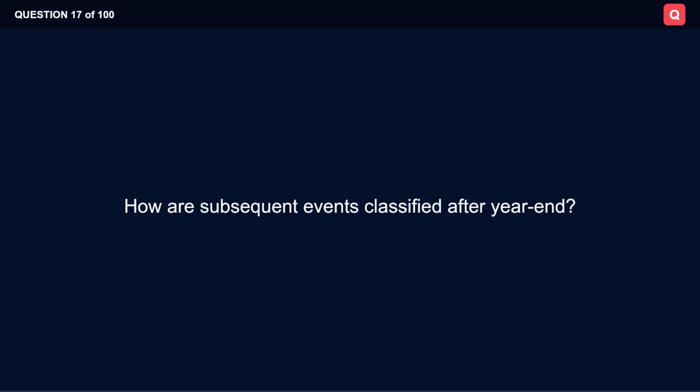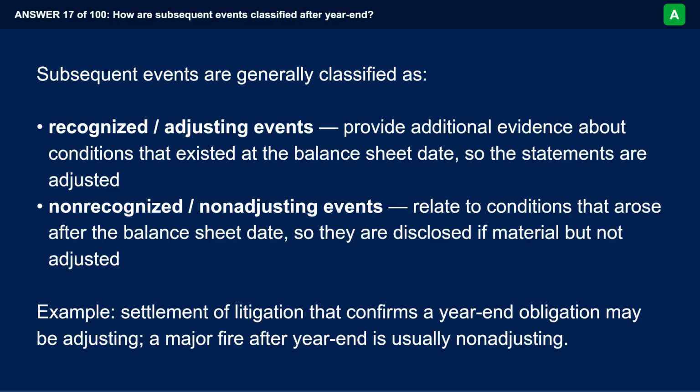How are subsequent events classified after year-end? Subsequent events are generally classified as recognized/adjusting events, which provide additional evidence about conditions that existed at the balance sheet date, so the statements are adjusted. Non-recognized/non-adjusting events relate to conditions that arose after the balance sheet date, so they are disclosed if material but not adjusted. Example: settlement of litigation that confirms a year-end obligation may be adjusting. A major fire after year-end is usually non-adjusting.